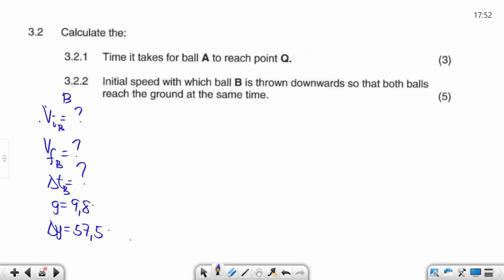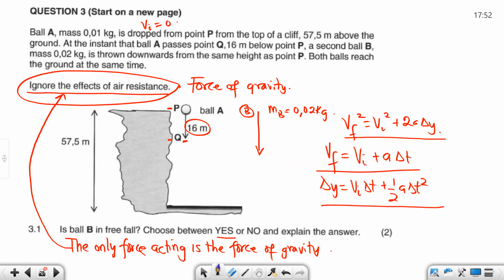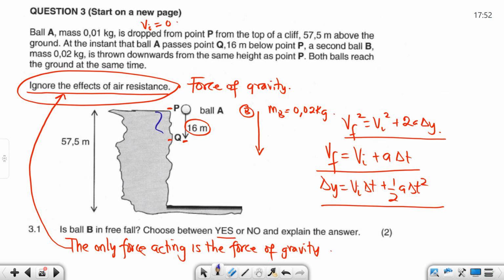Okay, hold on. Which one travels faster? Ball B. Wait. What did we calculate earlier on? We calculated the time that it took ball A to reach this point, right? Which was 1.81. Let's go back to the question.